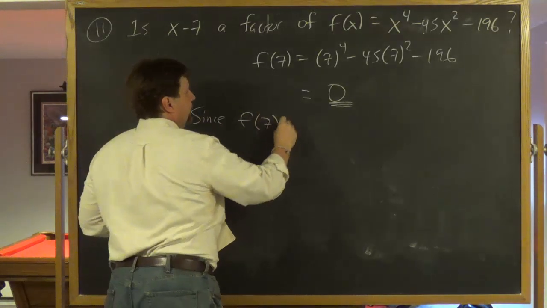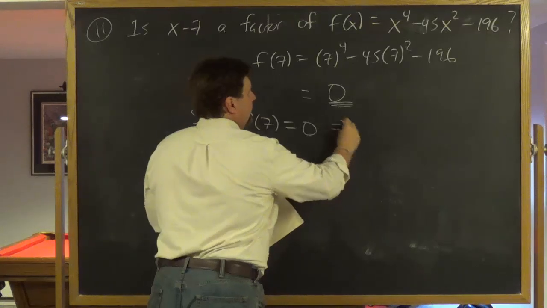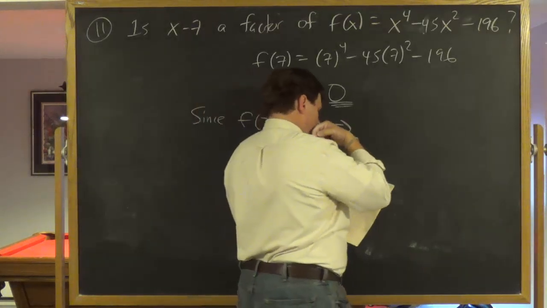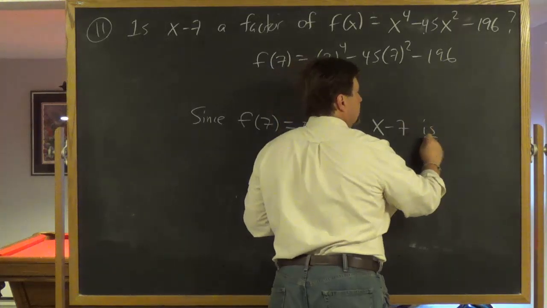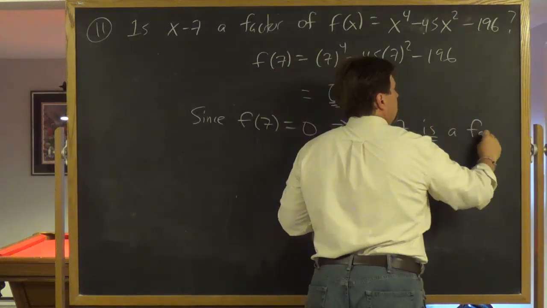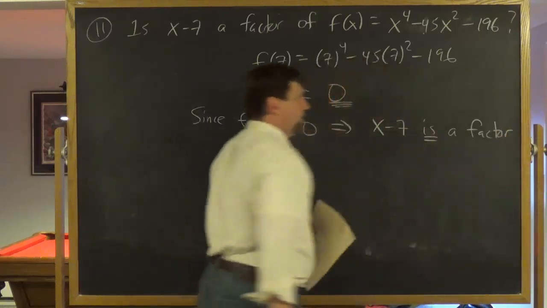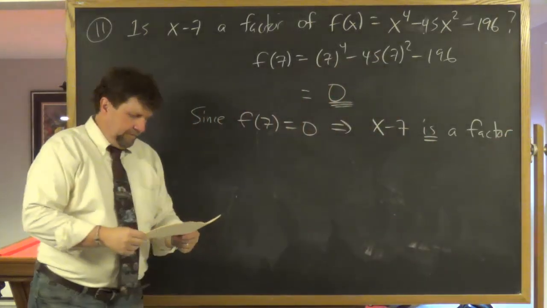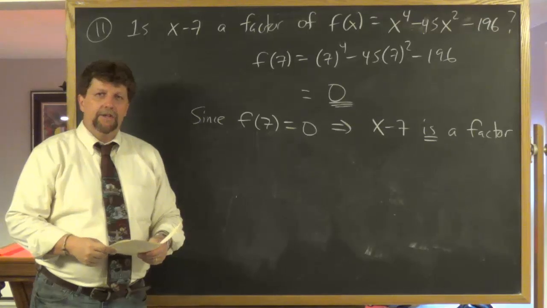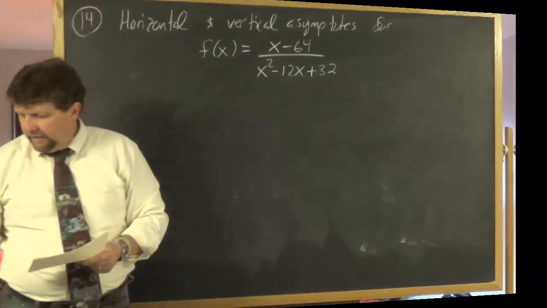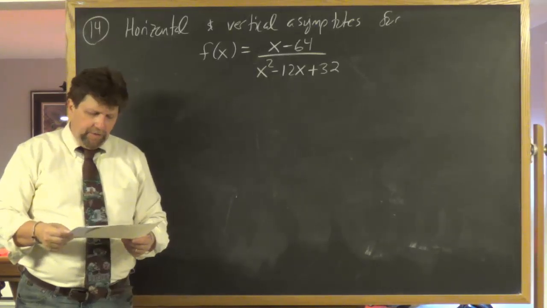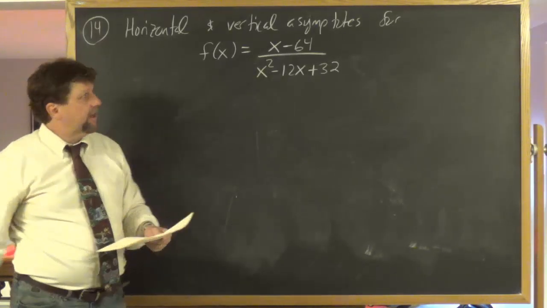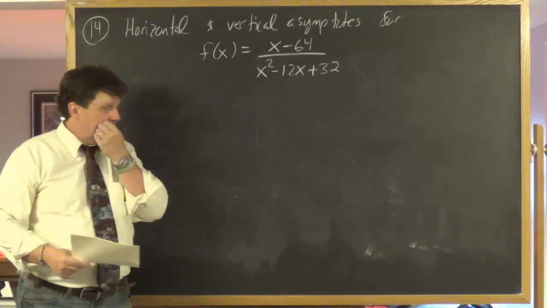So since we have a remainder of 0, I'll write this down. Since f of 7 does equal 0, that tells us x minus 7 is a factor. And that's all there is to number 11. I thought the next one we'd look at is actually the last one. Determine the vertical and horizontal asymptotes of this rational function.